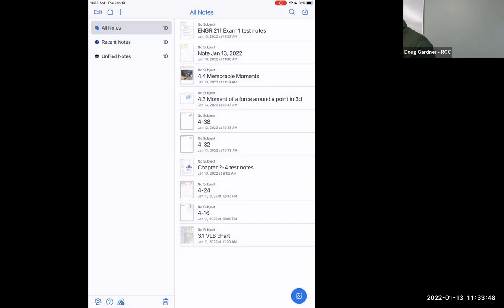Go ahead. Isn't there also a determinant of a matrix? Yes, it is. That is also a determinant. You're exactly correct.